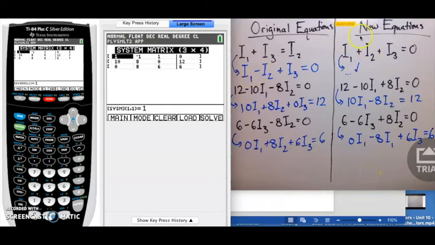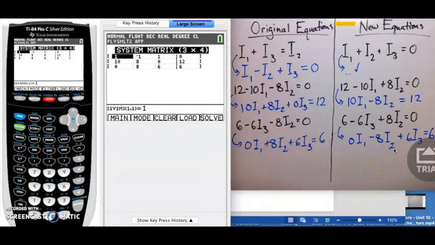So this -1 is now going to be a +1. This +8 for I2 here is going to be a -8 over there. Okay, and same story down here. Oops, that should say I2 down there. Fix that real quick. There we go.